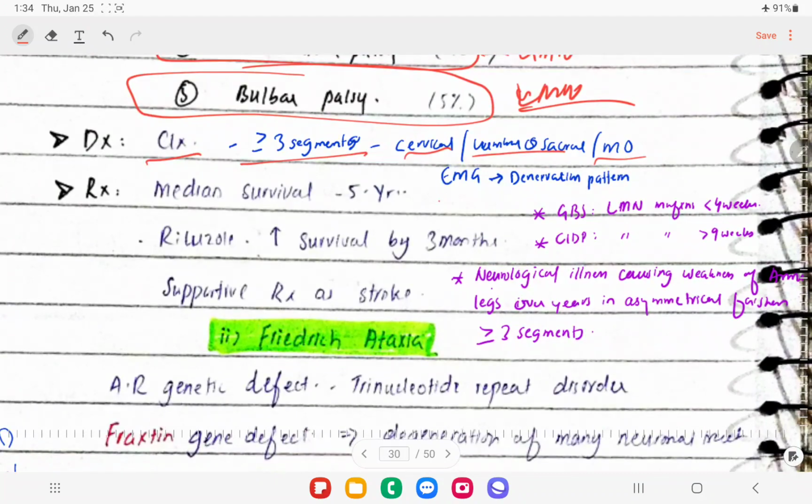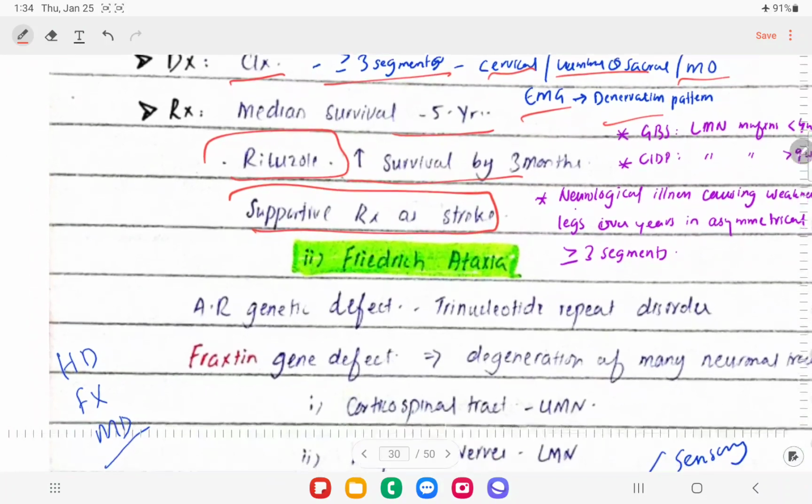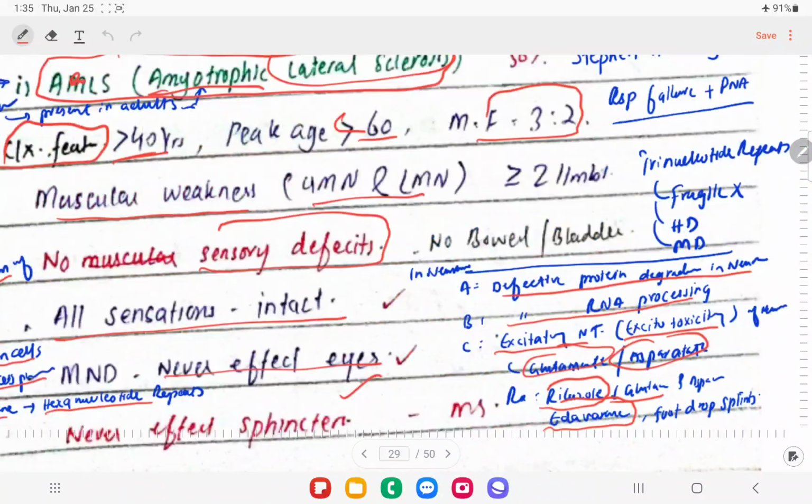So we need to get the EMG. EMG will show a non-specific finding, that is a degeneration pattern. Median survival is almost 5 years. So we can give these patients riluzole, right? That is going to increase survival by 3 months, right? And there is only supportive treatment, just like for spasticity we're going to give baclofen, right? These patients might need assist devices. These patients might need splints, right?